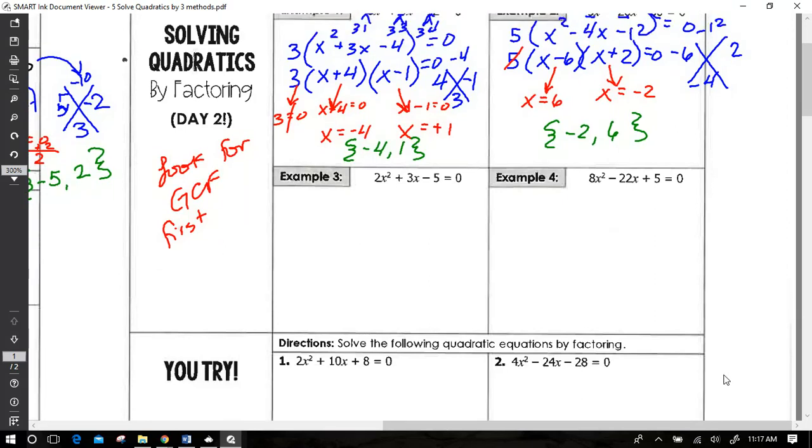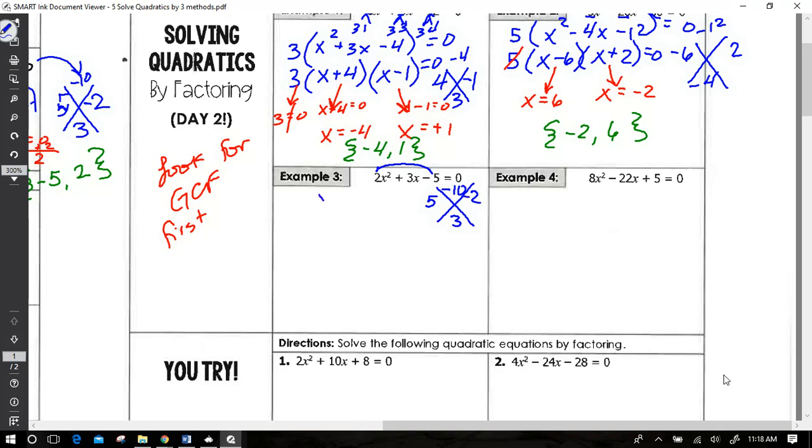All right, example number 3. 2, 3, and 5 do not have a GCF in common. So I have checked for that. Now I notice that my A value is greater than 1. So I am going to need to slide and multiply. And then that 3 goes in bottom. Okay, 5 times 2 is 10. Let's see, 5 minus 2 is 3.